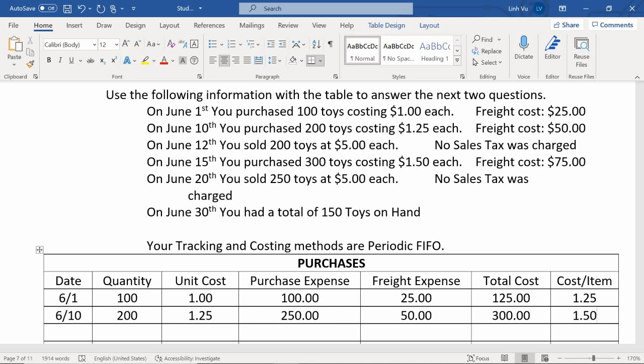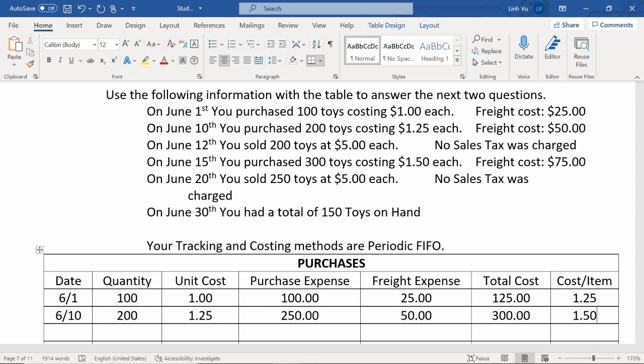The next section says that on June 12th, you sold 200 toys at $5 each. No sales tax was charged. So in this case, what do we do with this sale? Nothing. You do nothing, exactly, because our table only focuses on purchases only.